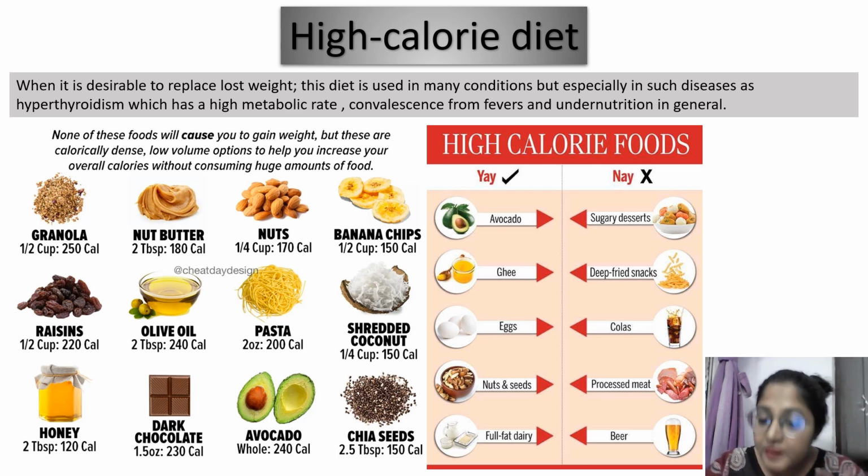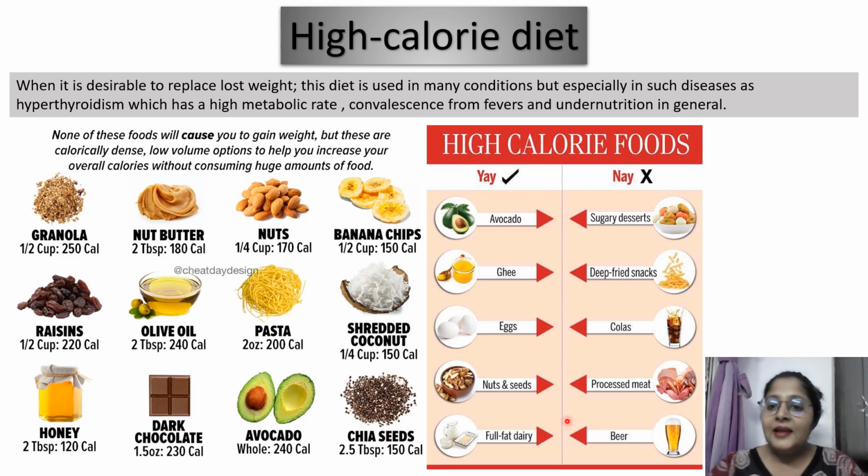But definitely we will choose that kind of food in a high calorie diet which is calorie dense, but will not cause too much weight gain, like granola, peanut butter, nuts, banana chips. These are all good for our health, as are raisins, olive oil, dark chocolate, avocado. These are calorie dense, but these calories are very good for our health.